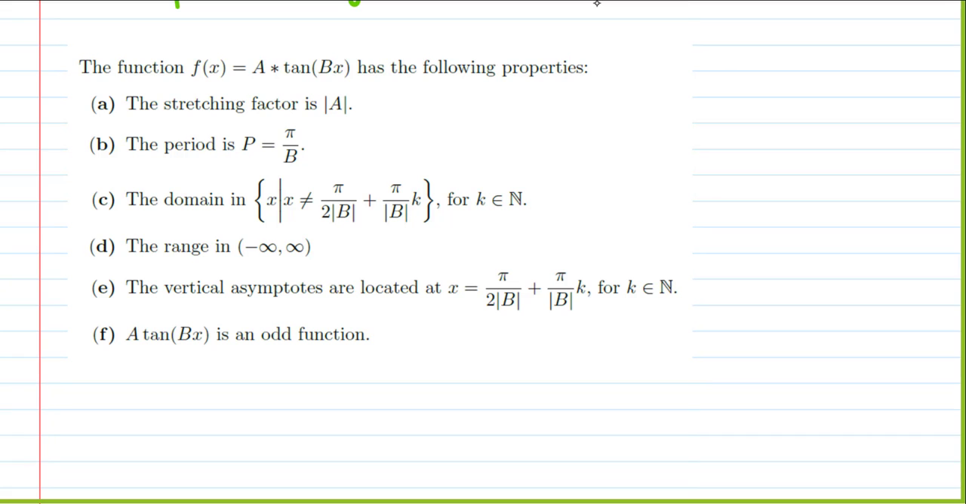So notice the difference in this formula is that it's not 2 pi because our period's not 2 pi, our period's pi. So it's pi divided by b. The domain is x such that x is not equal to pi divided by 2 absolute value b plus pi over b times k for k any integer. Its range goes from negative infinity to positive infinity, and it has vertical asymptotes at all of these points. One thing that's worth noting is these are the zeros of cosine.